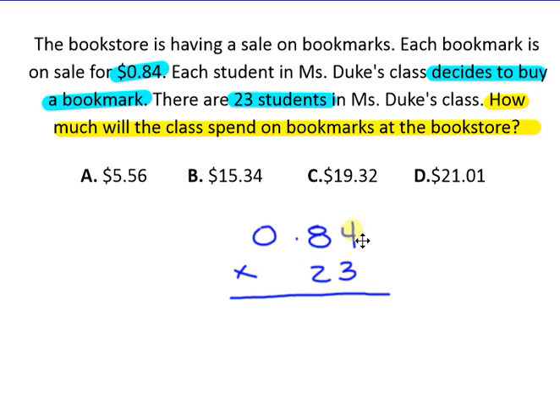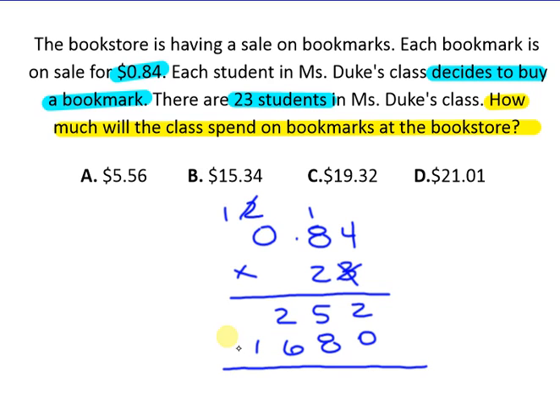Okay, so 3 times 4 is 12. We're going to carry the 1. And then I have 3 times 8, which is 24, plus 1, which is 25. So I'm going to carry that 2 up there. 3 times 0 is 0, plus 2 is 2. Now I'm done with the 3, so I'm going to cross it out, and I'm going to put my placeholder right there. 2 times 4 is 8. 2 times 8 is 16, so I'm going to carry the 1 and put my 6 down here. 2 times 0 is 0, plus 1 is 1.